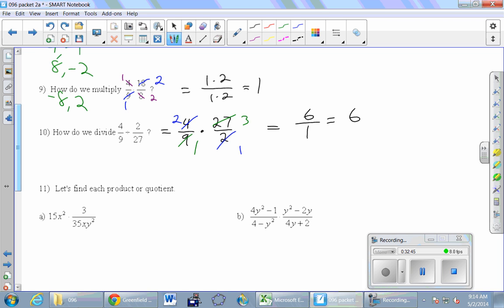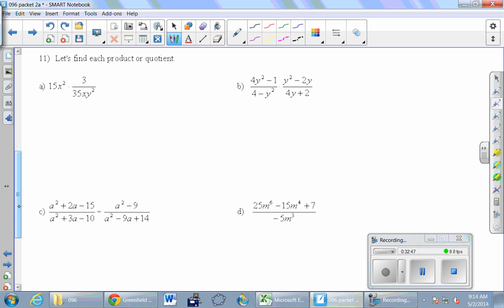So let's go to 11. Find each product or quotient. Part A. If it helps, I can force this to look like a fraction by introducing 1. Okay. Now it's true, we could just multiply straight across, but I really like this idea of reducing first. So for example, 15 and 35 both share a 5. So what do they become? 3, 7.